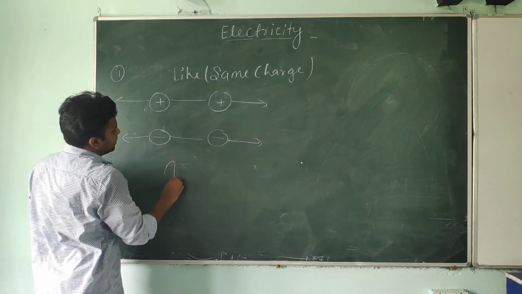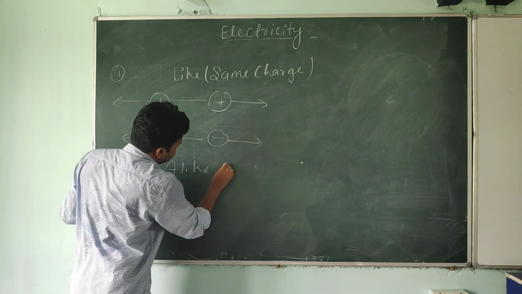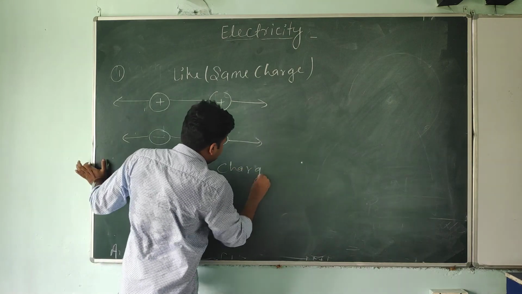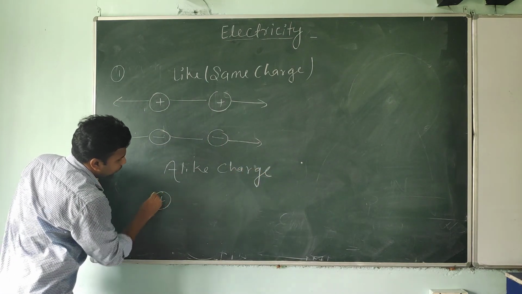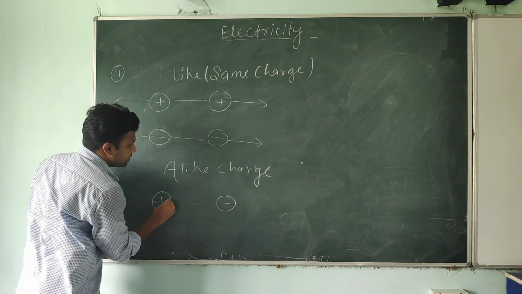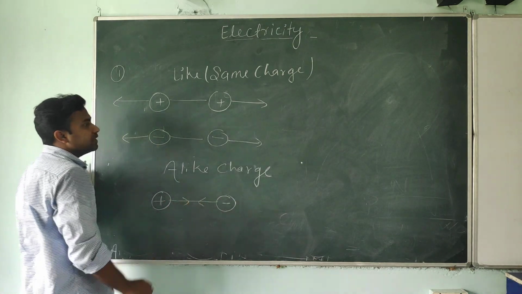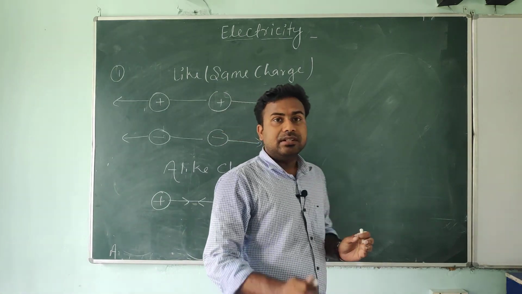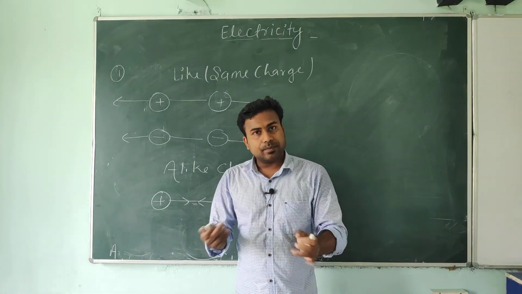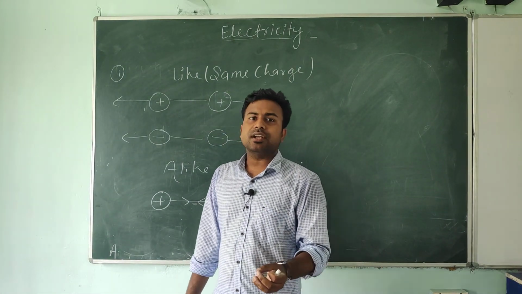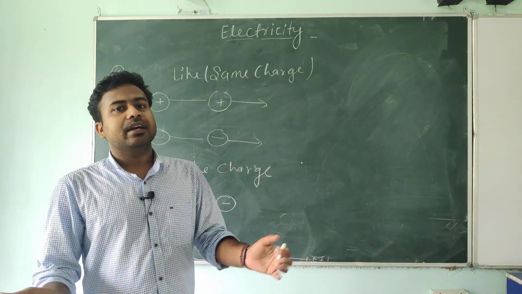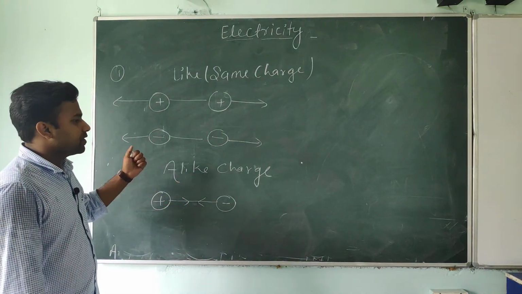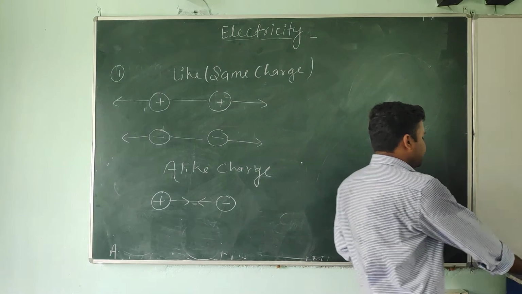But unlike charges, like if we have a positive charge and a negative charge, now what will happen? They will attract each other. So this is the first property. What you can write: like charges repel each other and unlike or different charges attract each other. This is our first property. Note down, student.